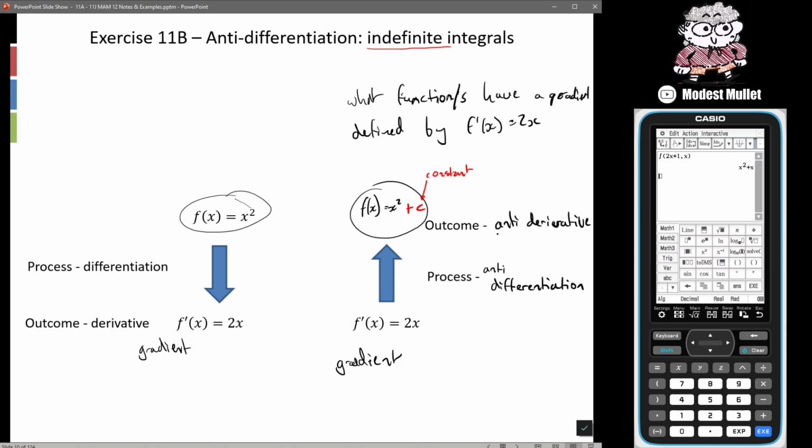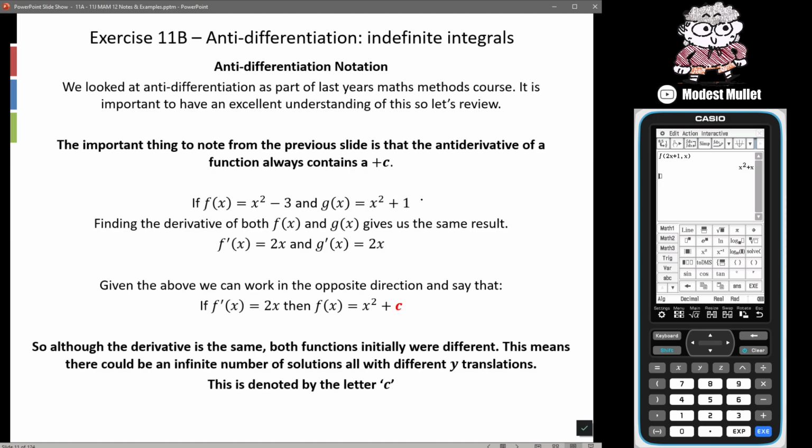So that's what differentiation is in reverse. It's called anti-differentiation, and we get the original function, but we also have this plus c here. Now, let's talk a little bit more about why this plus c occurs with a couple of examples. And we've looked at, or hopefully you should have looked at last year, the version of the power rule that does anti-differentiation that enables you to get that original function. But let's have a quick look at some examples.